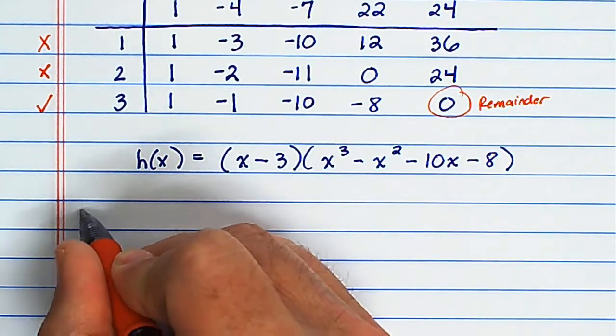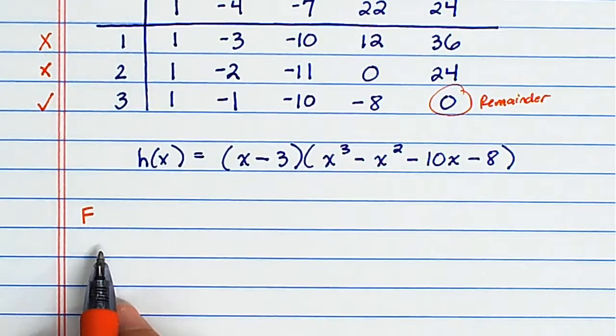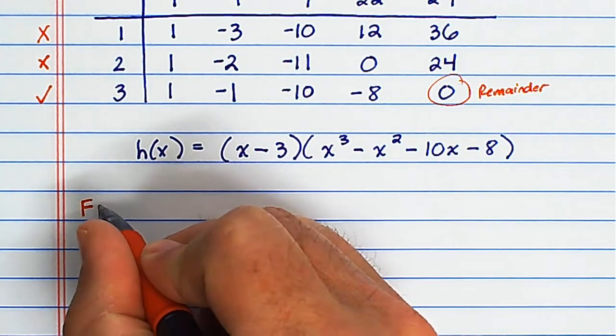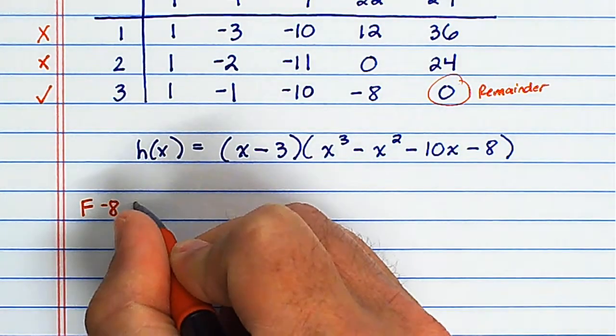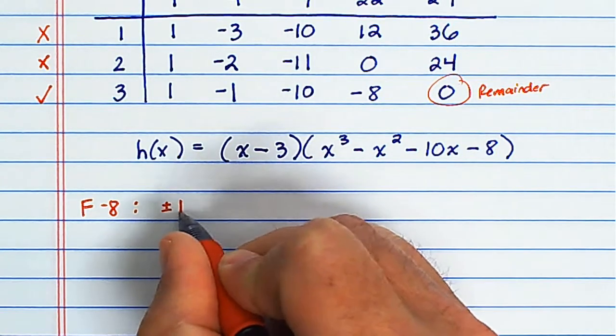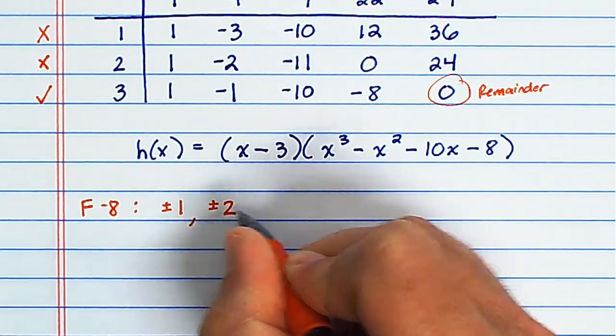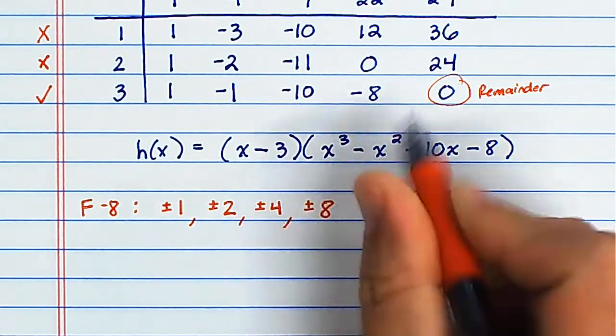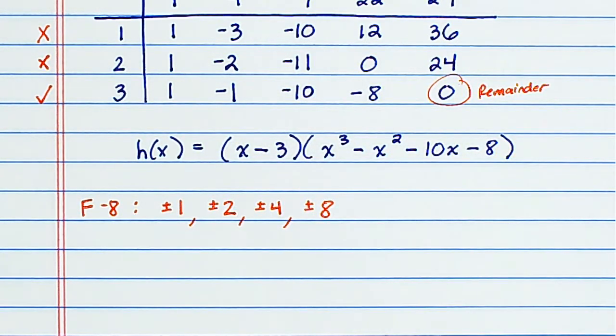All right, so now I'm going to do the factors. What am I going to do the factors of? What number now? Negative 8. Very good. Factors of negative 8. Plus or minus 1 goes into 8. Plus or minus 2 goes into 8. Plus or minus 4 goes into 8. Plus or minus 8 goes into 8.